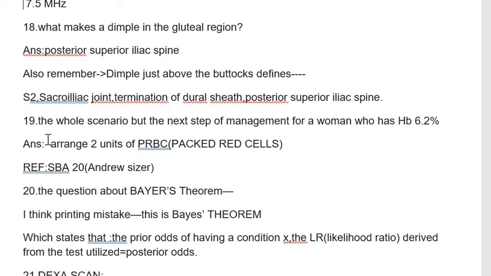Question number 19 is, the whole scenario was given, but the next step of management for a woman who has hemoglobin of 6.2. So what should be done? So you need to arrange 2 units of the packed RBCs. Maybe this woman was a sickler, or maybe she was a thalassaemic. So it was a similar question like the one given in the endocrine.